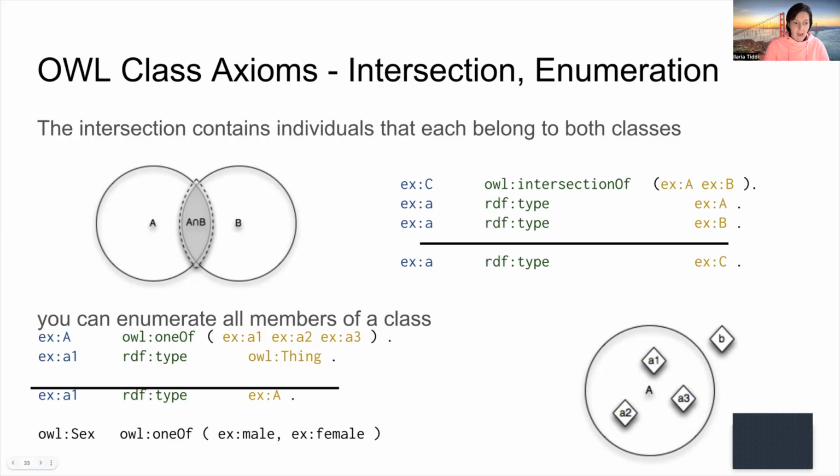If you declare that a given member is of type owl thing, this will be automatically inferred as being of type Formula 1. Another example is gender or sex, where you might want to declare that you can be either male or female. These days, we might also want to expand the enumeration with less binary members.